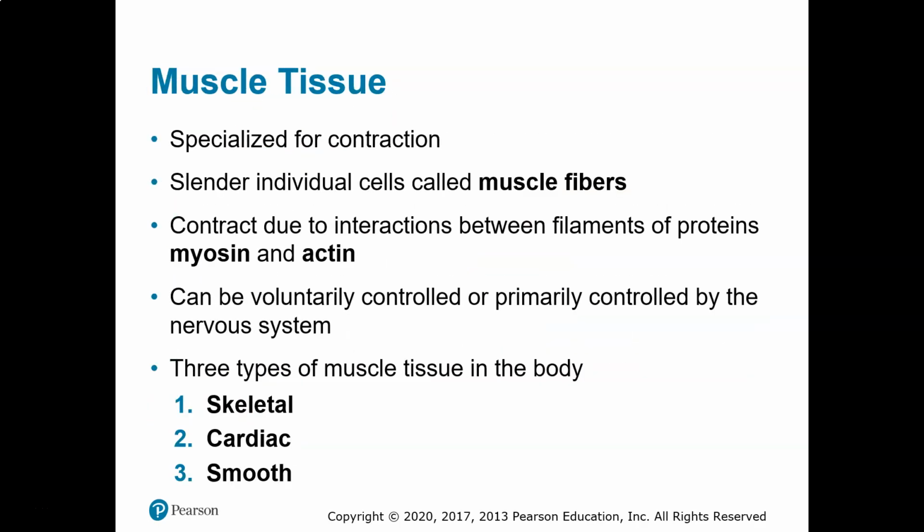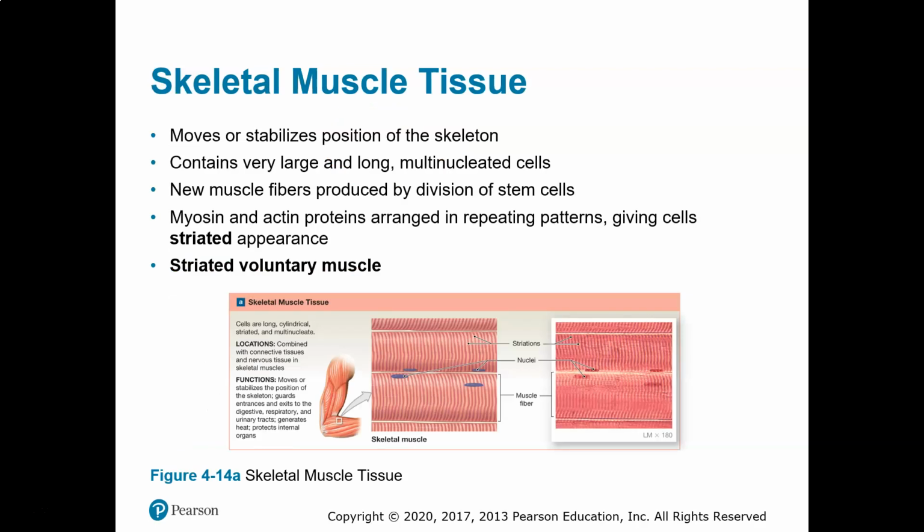Muscle tissue is specialized for contraction. The protein filaments that contract are called actin and myosin. Muscle tissue can be controlled voluntarily, or it can be automatically controlled by the nervous system. There are three types: skeletal muscle, cardiac muscle, and smooth muscle.